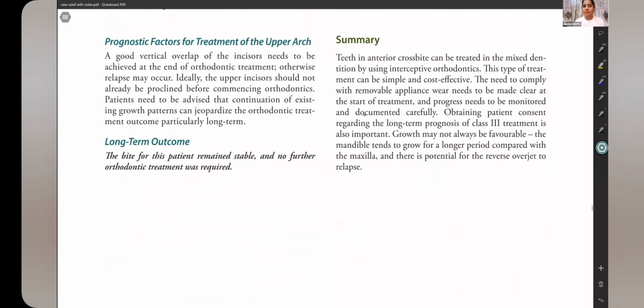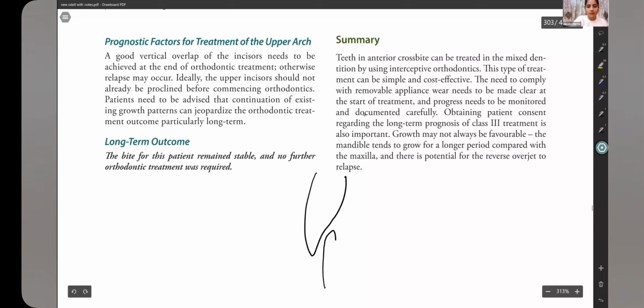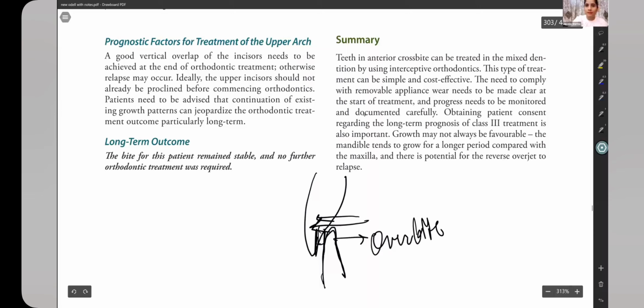What are the prognosis and factors for the retention after the treatment of this upper arch? Well, if anteriorly you are creating a good overlap, you have corrected the overjet, but you also need to get some overbite. So this overbite is also required. Why is this overbite important? This is your vertical overlap. Horizontal overlap you have corrected, which was negative first, but the vertical overlap is also really important, which is the overbite, and that must be totally achieved because it acts as a natural retention.